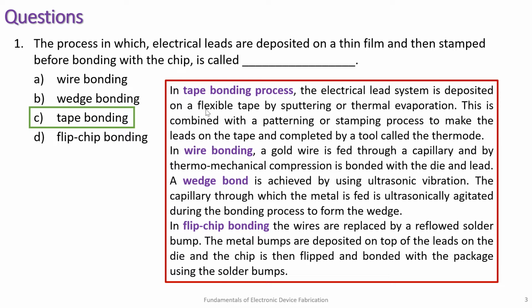Wire bonding is usually used when we are using gold, and wedge bonding is usually used when we are using aluminum. In both these cases, the wire will be fed through a capillary, and by thermomechanical compression, we will be bonding the die and the lead. In flip chip bonding, as I already mentioned, wires will not be used. In place of wires, a solder bump, that is a small drop of solder, is deposited on top of the lead, and the chip is flipped onto the surface of the wafer. That is what is done in flip chip bonding.